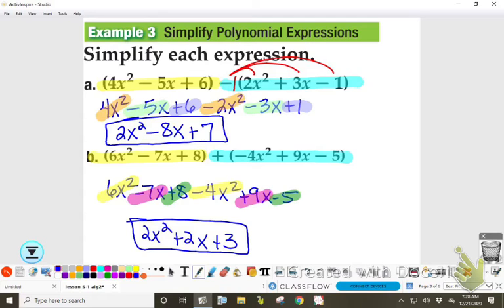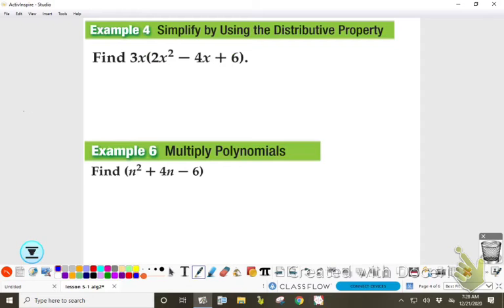So that is adding and subtracting polynomials. We added and subtracted like terms. The next thing we're going to do is multiply like terms. So go ahead and fill out your notes. 3x times parentheses 2x squared minus 4x plus 6.